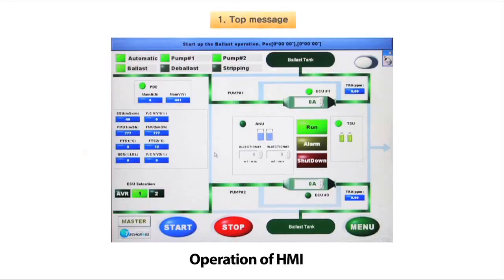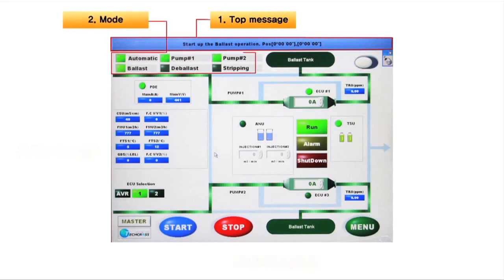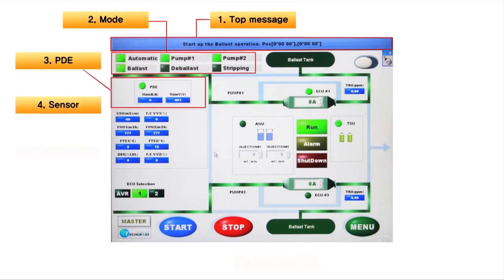2. HMI overview. 1. Top message: normal operation, alarm, fault message. 2. Mode: ECS operation mode: automatic, manual, ballasting, deballasting, stripping. 3. PDE: input voltages and electric current. 4. Sensor: measured values of ECS sensors, CSU, FMU, GDS, etc.